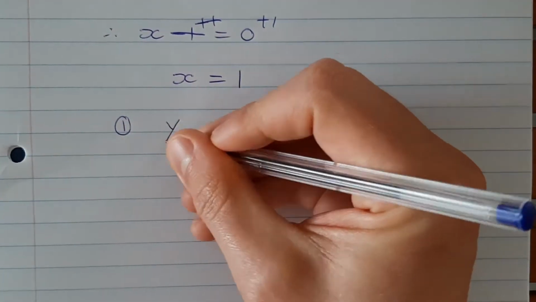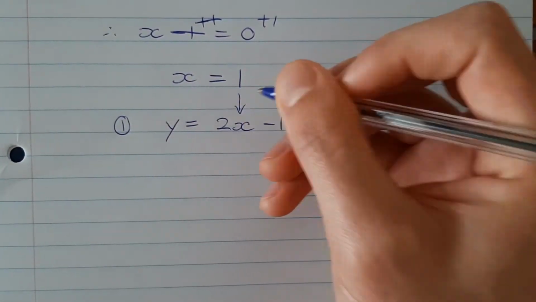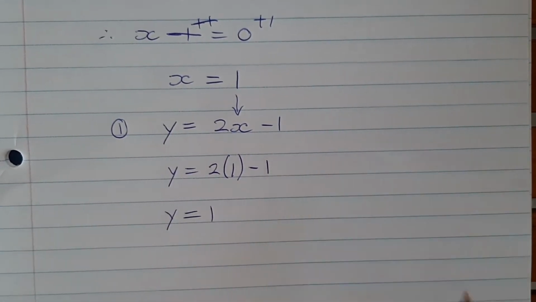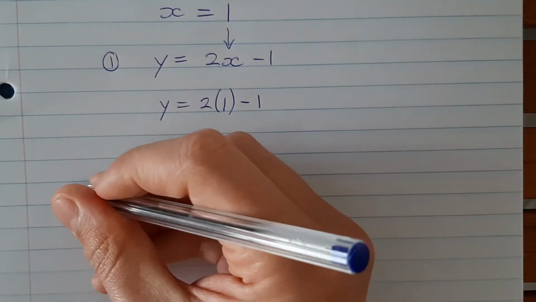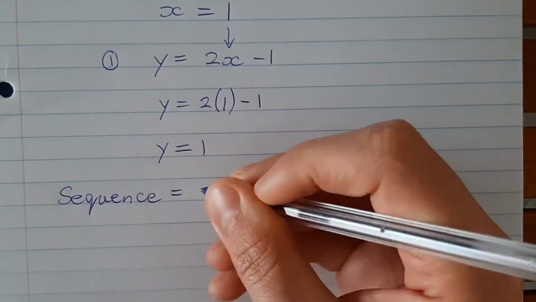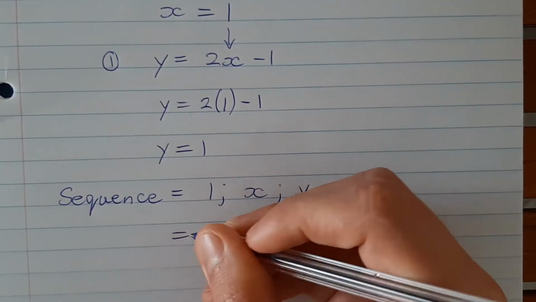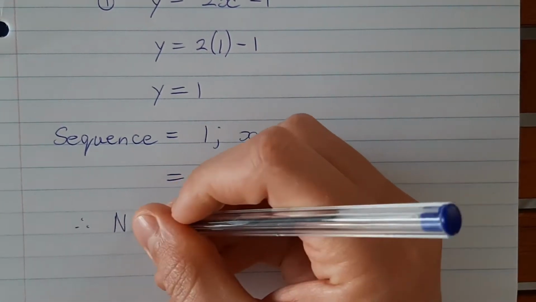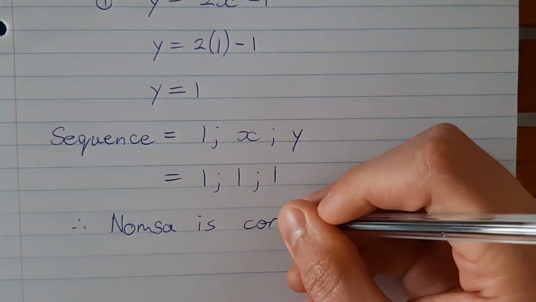We substitute this value of x into equation 1 to find the value of y, which we see is also 1. Our sequence 1, x, y is thus 1, 1, 1. We want full marks, so we remember to write down the words Naamsa is correct at the end of the answer.